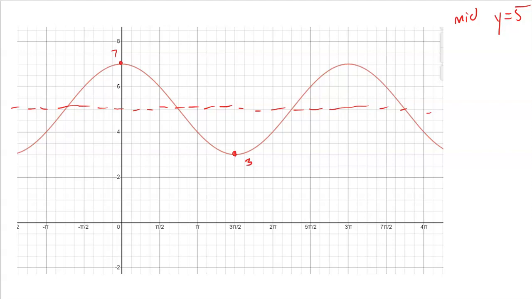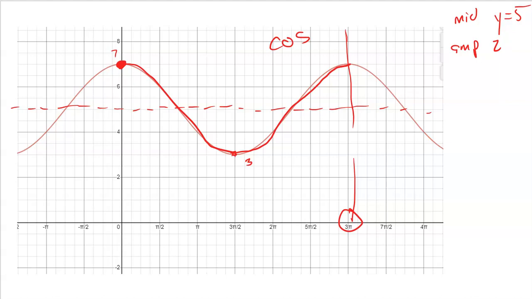So the whole thing went up 5. My amplitude is 2 because from that 5, I went up to 7, down to 3. And then again, I'm starting above, right? Where do you start? I'm starting above the midline, going down to my min, back up to that max. So that's a cosine curve. And how long did that take? There it is, 3 pi. So my period is 3 pi.